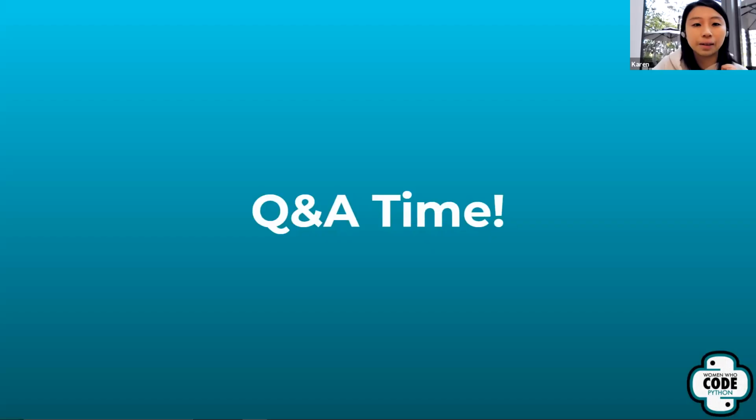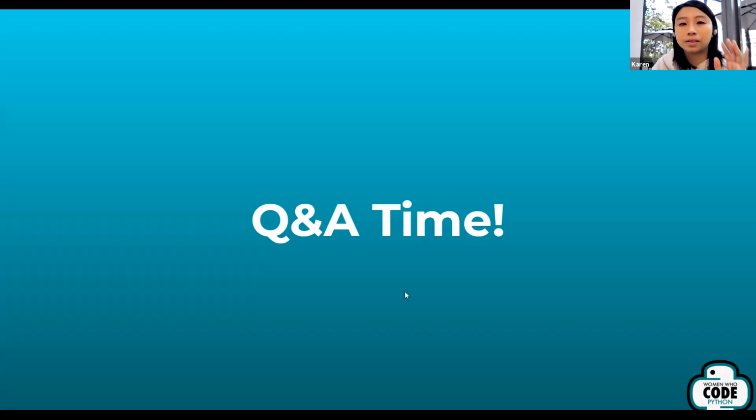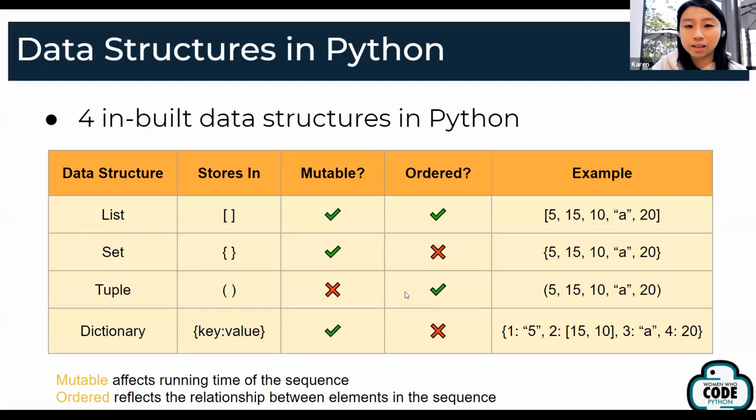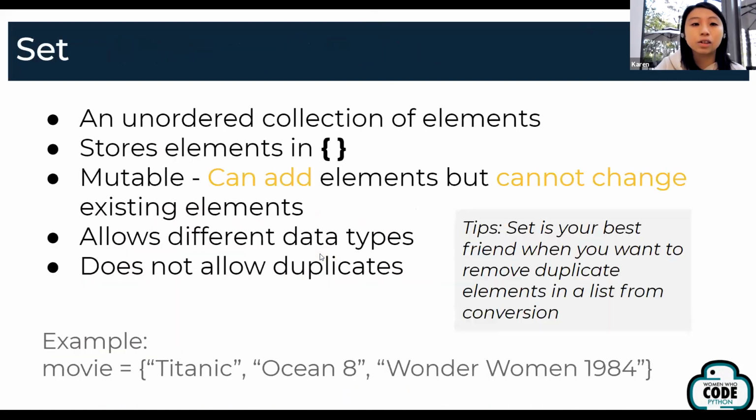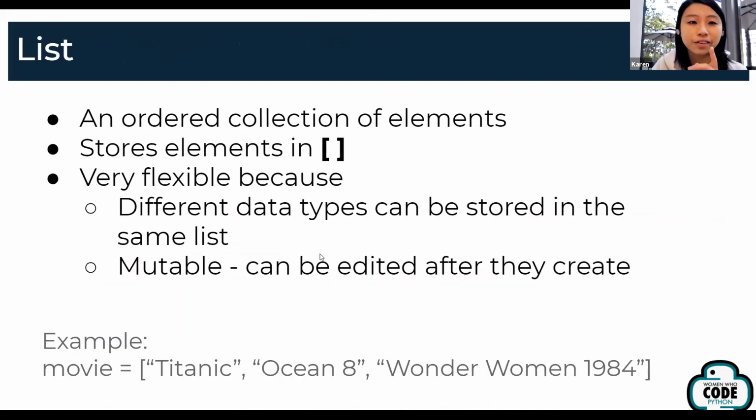So I believe this is all I have for the data structures. Does anyone have any questions so far on these four fundamental elements? I just saw a question in the chat asking if I could explain mutable again. Good question. Good to figure it out now.